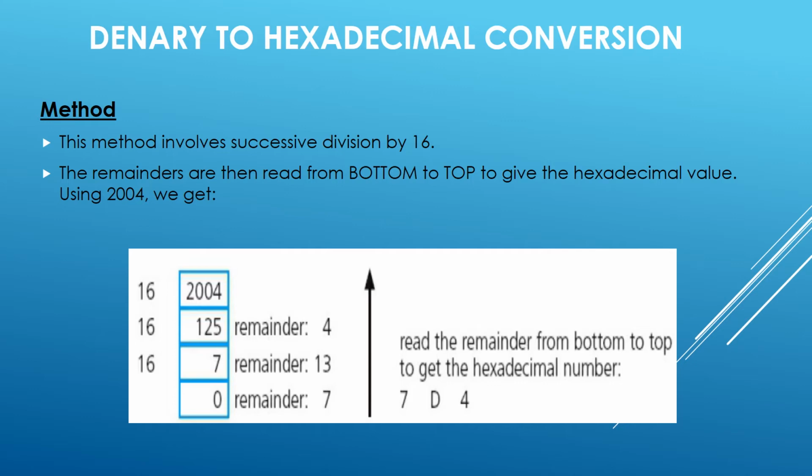7 will be written as it is. 13 in hexadecimal is equivalent to D. So we'll write D instead of 13, and 4 will be written. So 2044 denary number is equivalent to 7D4 hexadecimal number.